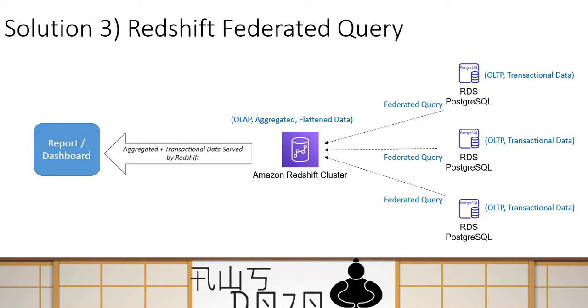So in that case, when my report or dashboard says, hey, give me aggregated data and transactional data both, both can be served from Redshift. Redshift will provide you aggregated and flattened data, which is locally stored. But for transactional data, it will use a federated query to bring data from the RDS system to the reports or dashboard. Okay, so let's talk about how this federated query works.